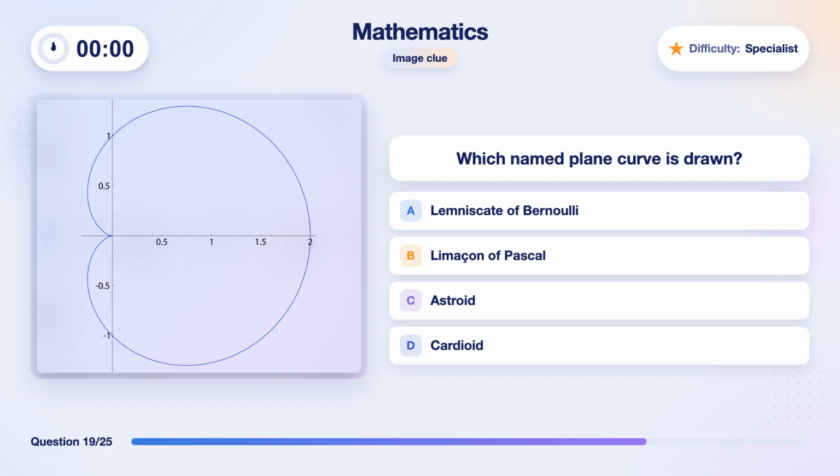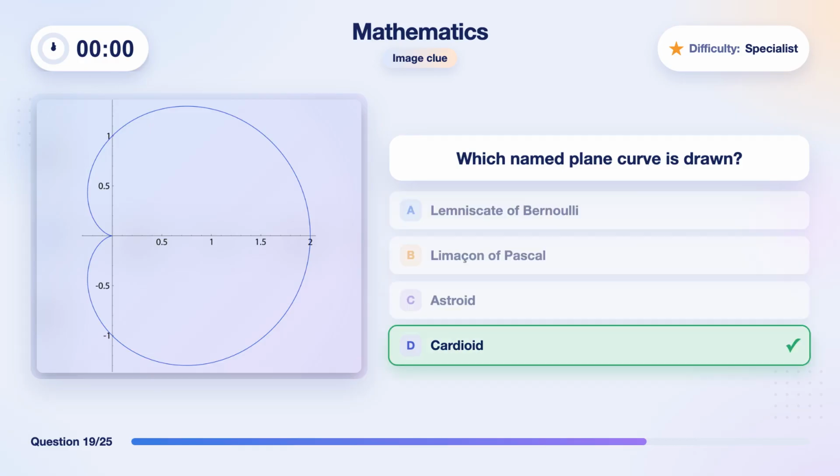Who got it? The answer? That's cardioid. The curve is r equals a(1 plus cosine theta) in polar coordinates, an epicycloid traced by a point on a circle rolling around a second circle of the same radius. Its single cusp and heart-like shape give it the name cardioid. A lemniscate would be a figure 8, and a general limaçon can have an inner loop.